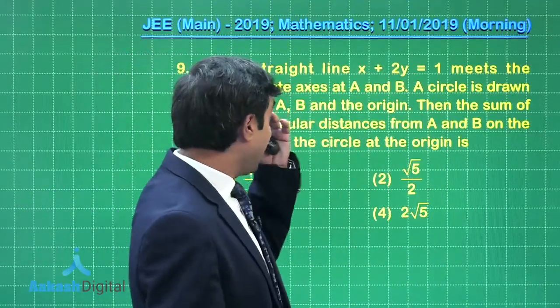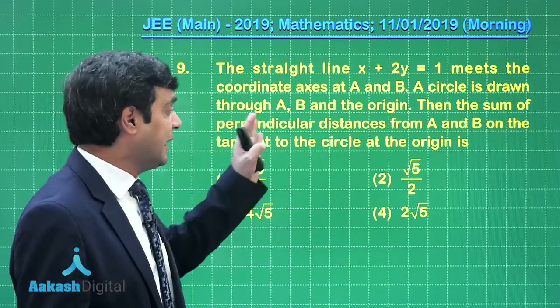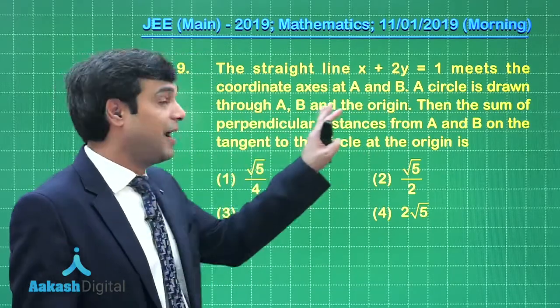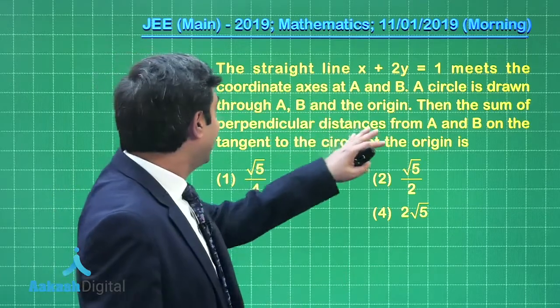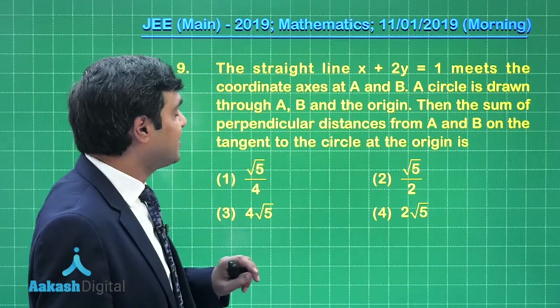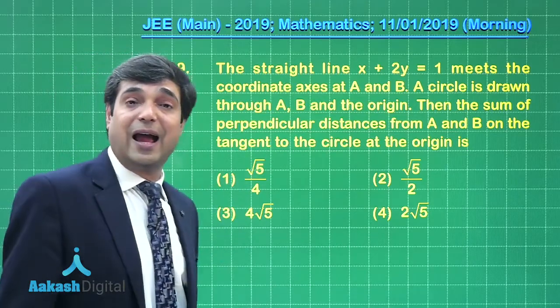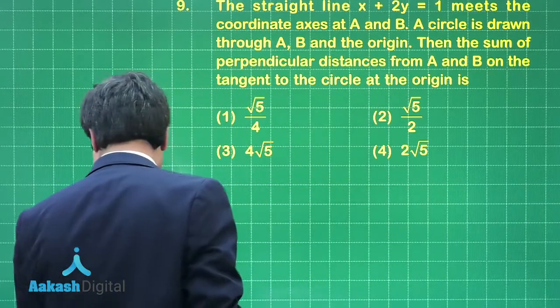The straight line x plus 2y equals 1 meets the coordinate axes at A and B. A circle is drawn through A, B and origin. 3 points are given. We can draw a circle uniquely. Then the sum of perpendicular distances from A and B on the tangent to the circle at origin is. So, let us plan this question.